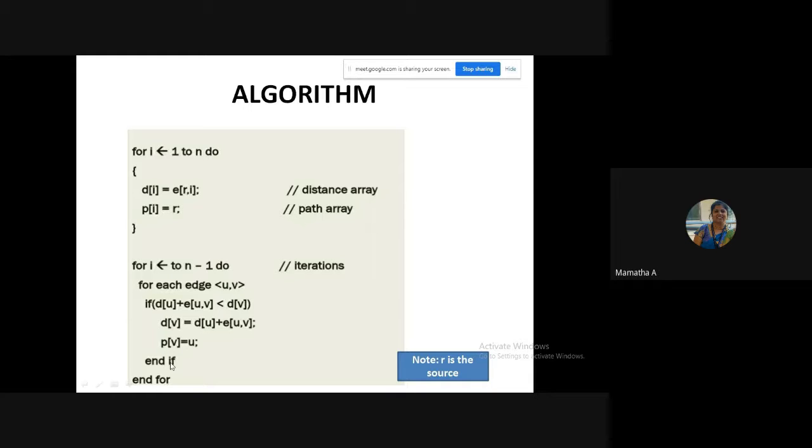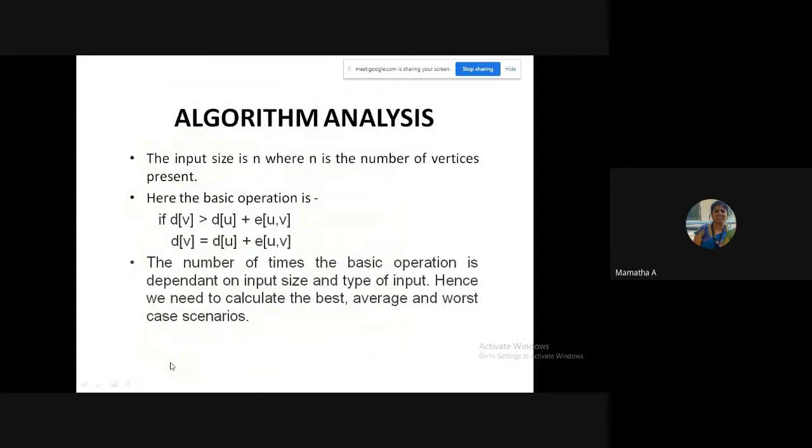Are you understanding? This is the algorithm for the same. If I go for the analysis, you can observe that the input size is n, the number of vertices, and the basic operation is checking if d v is greater than d u plus e u v. You can observe that the basic operation is dependent only on the number of vertices, not on the type of input you give. Right?